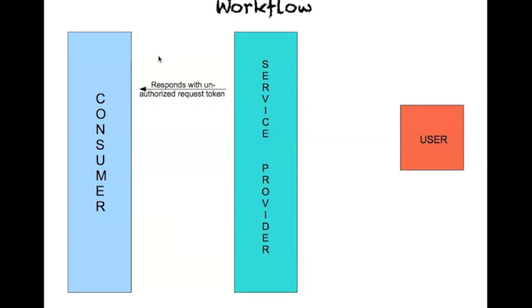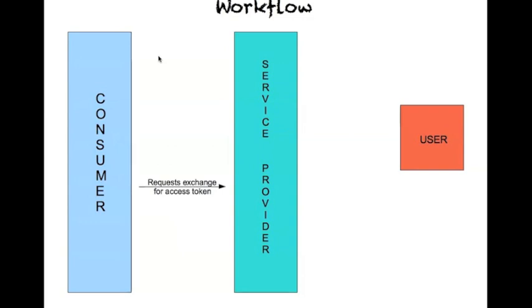The consumer will then ask for authentication for the authorization of this request token, and the service provider will redirect the web browser or the user to the content access page. The content access page is the place wherein the user can log in and grant permission to the request. With this, the service provider will then give the consumer an authorized request token. This request token can then be elevated by the consumer to become an access token.